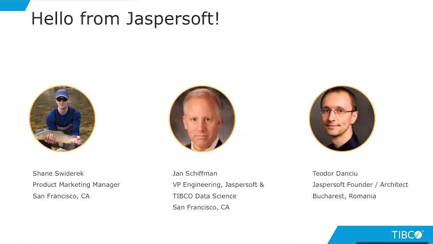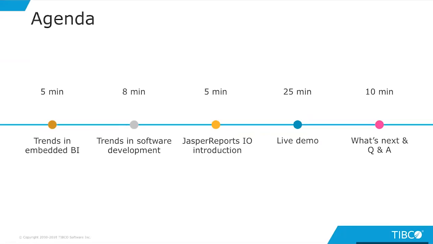And with that, let's take a quick look at the agenda. We're going to go through a couple of polling questions, and then we're going to get right into the content. So the agenda is going to look a little bit like this. We want to talk a little bit about why Jasper Reports IO before we introduce you to what it is. And so Jan's going to talk a little bit about some trends in the embedded BI space and also some trends in software development and how those trends are intersecting. And that's going to lead to the introduction of Jasper Reports IO.